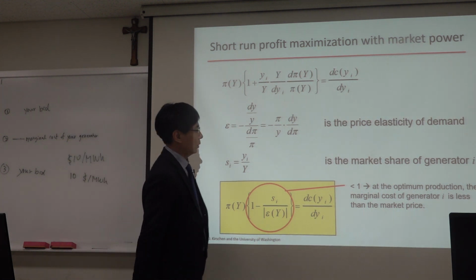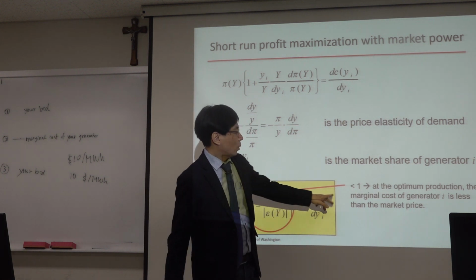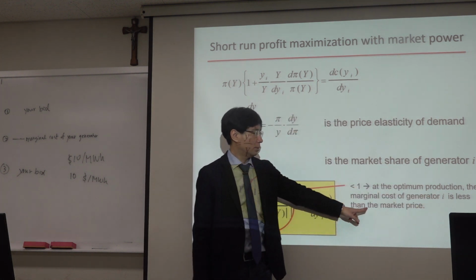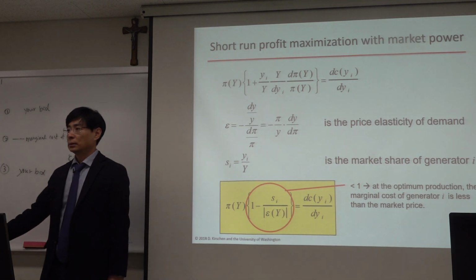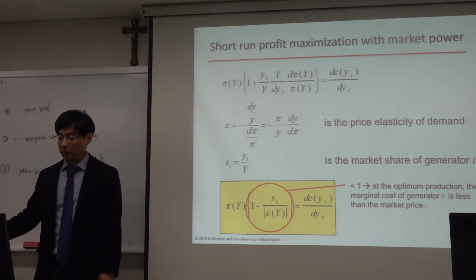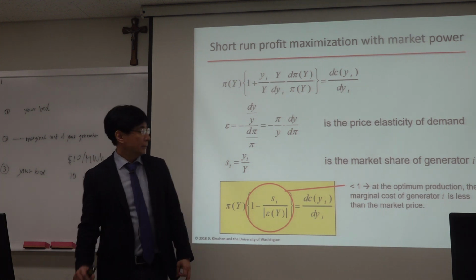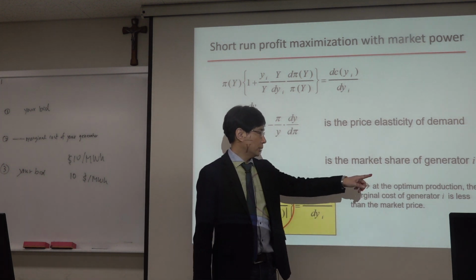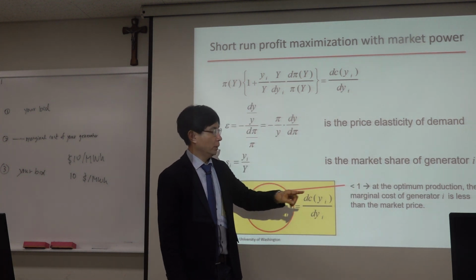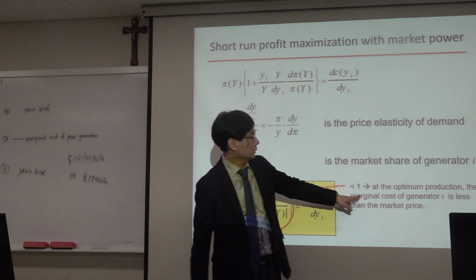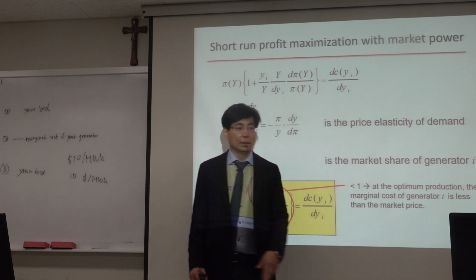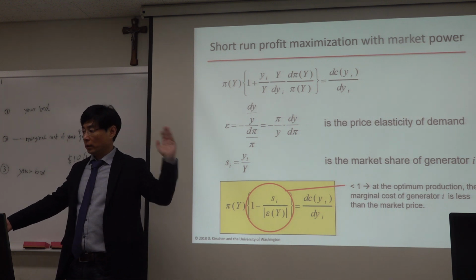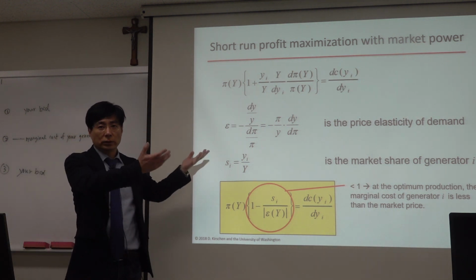So, in other words, this is less than 1. So at the optimal production, the marginal cost of generator I is less than the market price. Same statement but from a different perspective. In perfect competition, the marginal cost of generator I should be equal to the market price. But here, the marginal cost is less than the market price, or the market price is higher than the marginal cost. So in this imperfect competition, the price goes up.